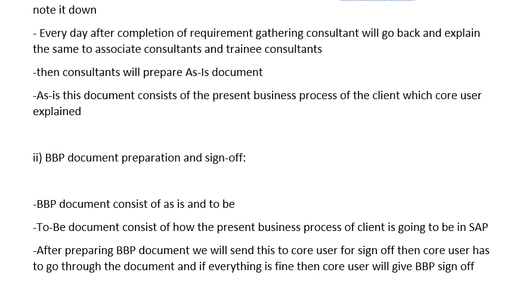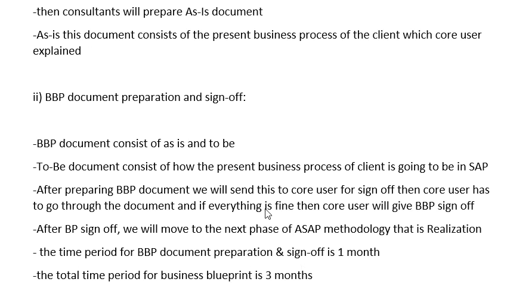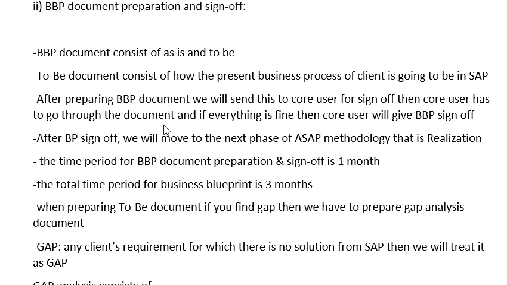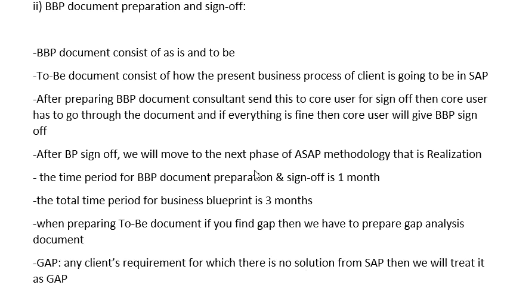Next, in this process, that is in the business blueprint phase, we have the BBP document preparation and sign off. BBP means business blueprint. The BBP document consists of as-is and to-be. The to-be document consists of how the present business process of the client is going to be in SAP. After preparing the BBP document, the consultant will send the document to the core user for sign off.